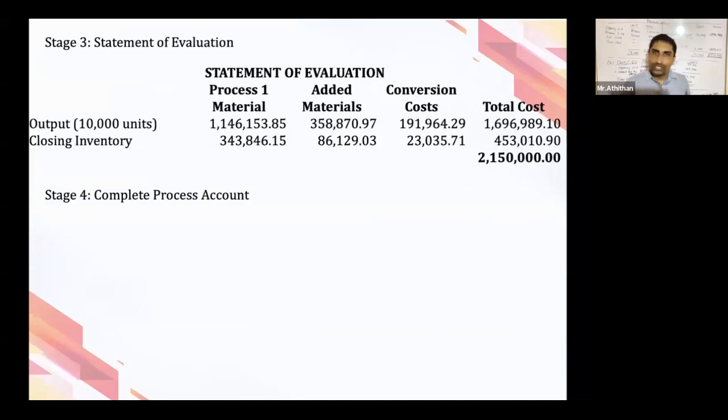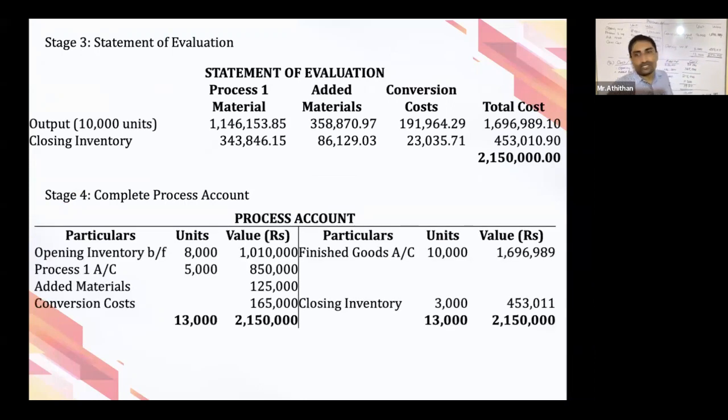Third, evaluation statement, right? How much is the total output? How much is the total closing inventory? We are taking separate inputs and total. And finally, process account is completed, right? If you do this, account is complete. But in your exam, you don't have to complete everything.